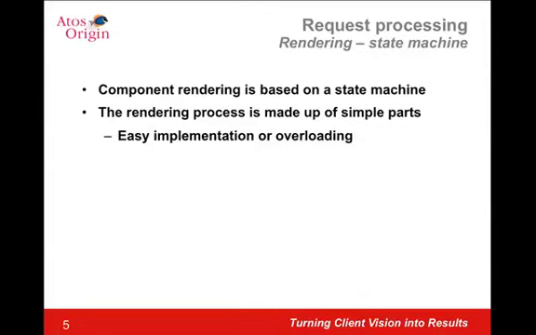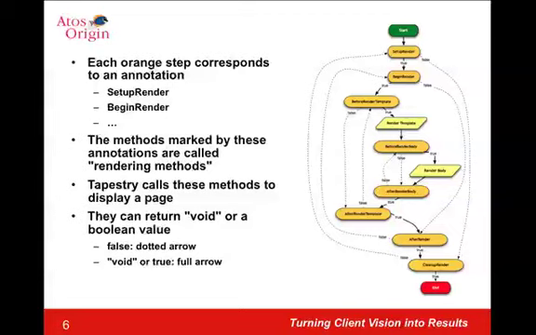For rendering a component, Tapestry will use a state machine made up of several parts. We can implement all these states in our Java class. Tapestry offers different states. These states refer to annotations which may be associated with methods. These methods will be executed in the right order.